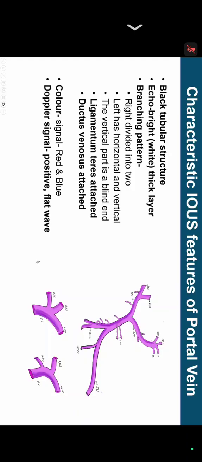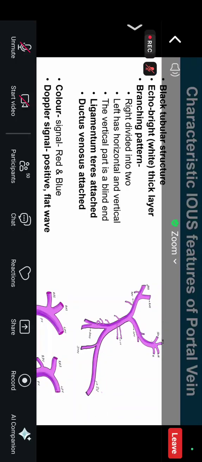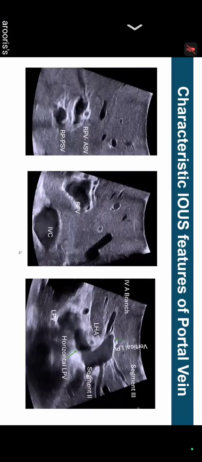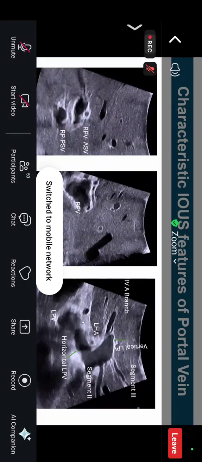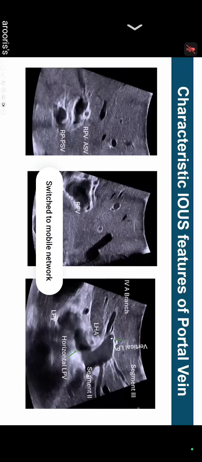If you see a positive and flat wave with the echobright layer, with the typical branching pattern, that is the portal vein, unless proven otherwise. Okay, I hope that is clear. Now you can see here, that's a vertical portion of the left portal vein, that's a horizontal portion, and that is starting with the right side, and you can see this echobright layer.